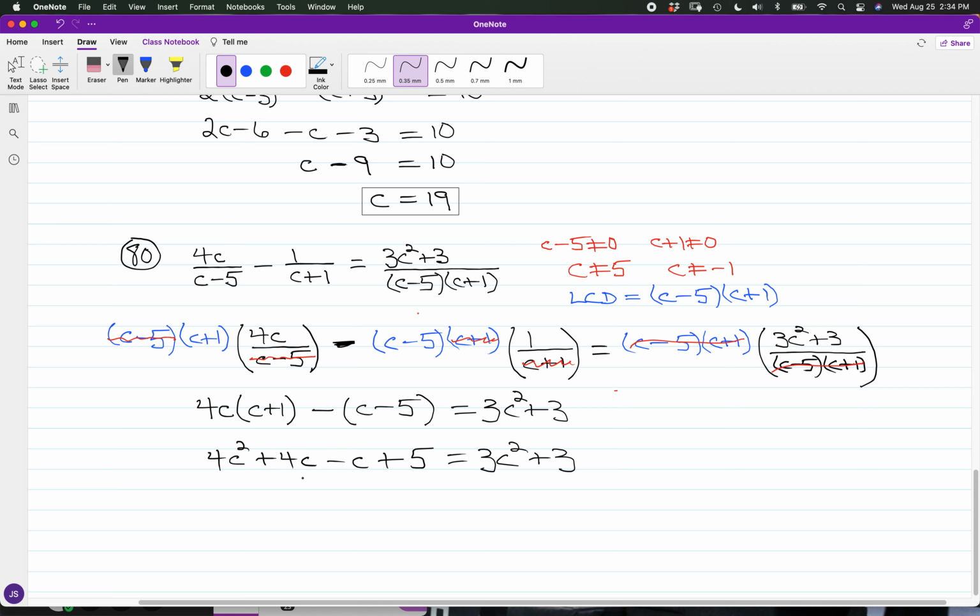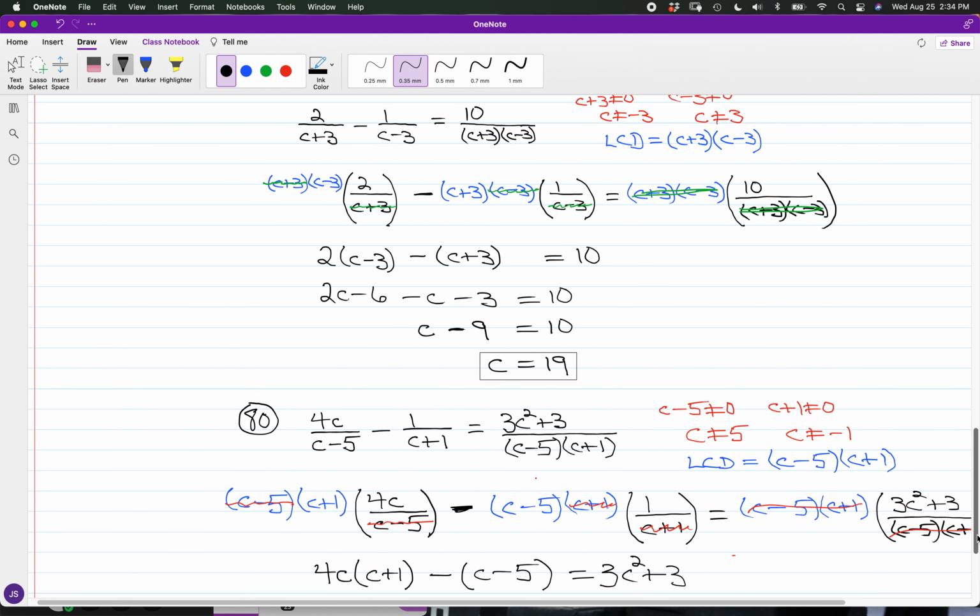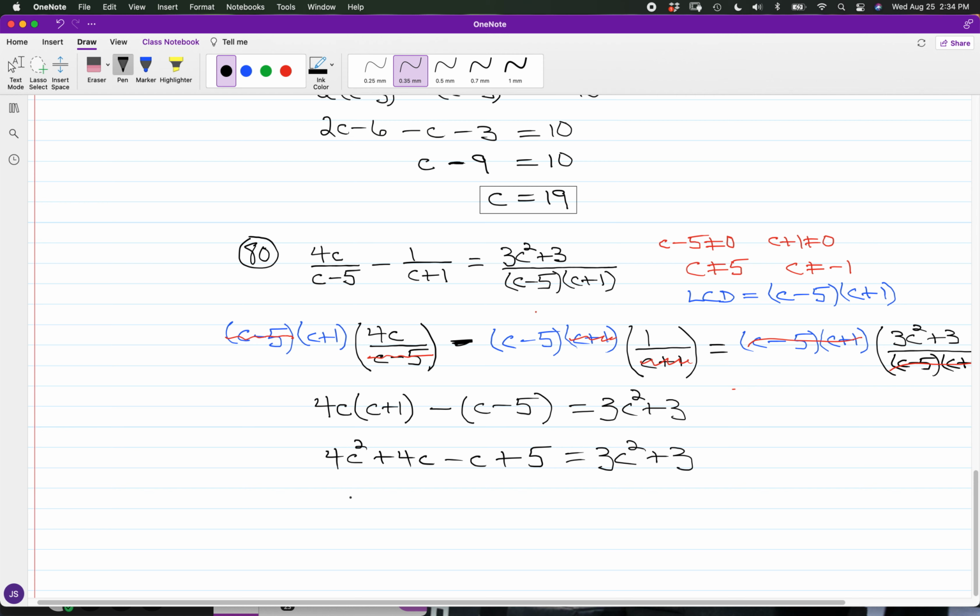Okay. And it looks like we have a quadratic equation in the variable c. Just looking at combining the terms of first degree in the middle, we have 4c squared plus 4c minus c becomes 3c, and we have plus 5, and that is equal to 3c squared plus 3.